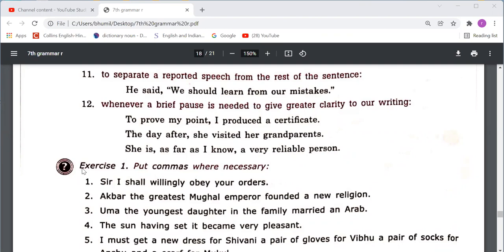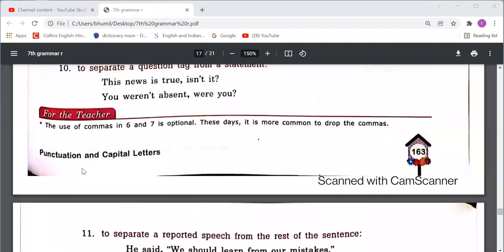She is, as far as I know, a very reliable person. So as far as I know, that's a different part of this sentence, not included, means after that. So that's why we have used comma before and after to make them separate, right? So this is all about using the comma.